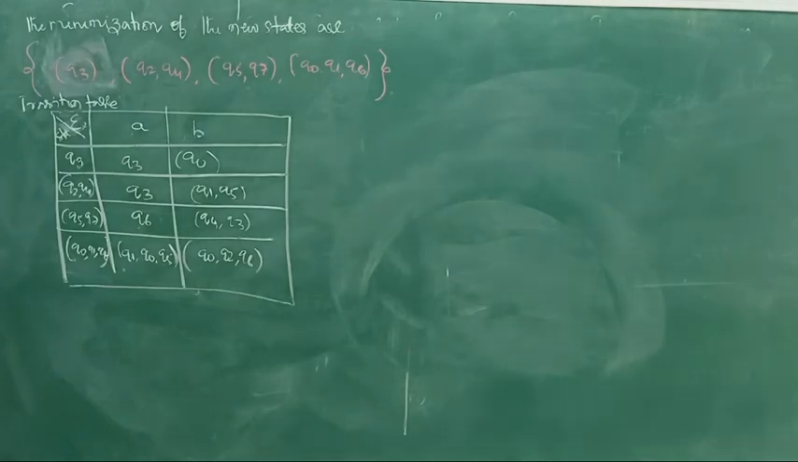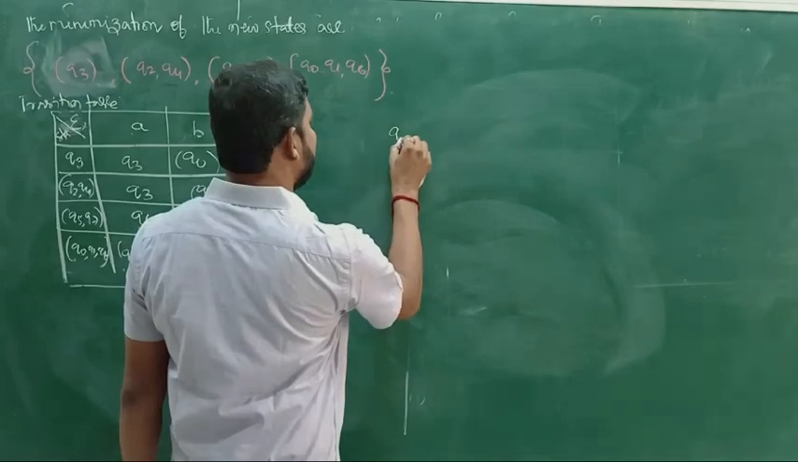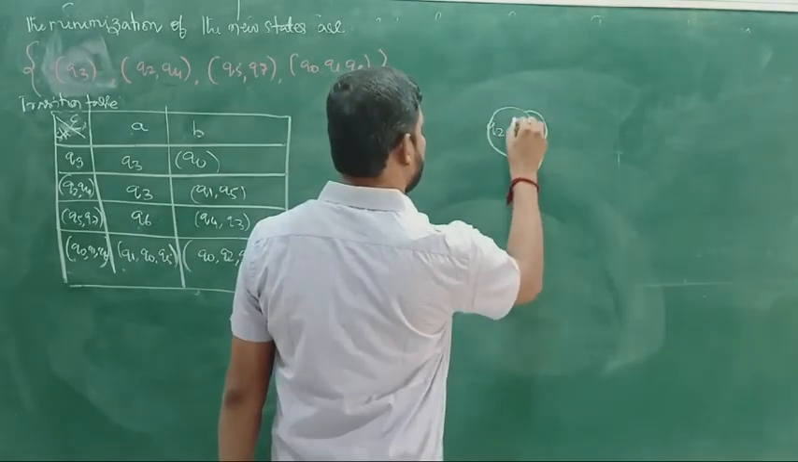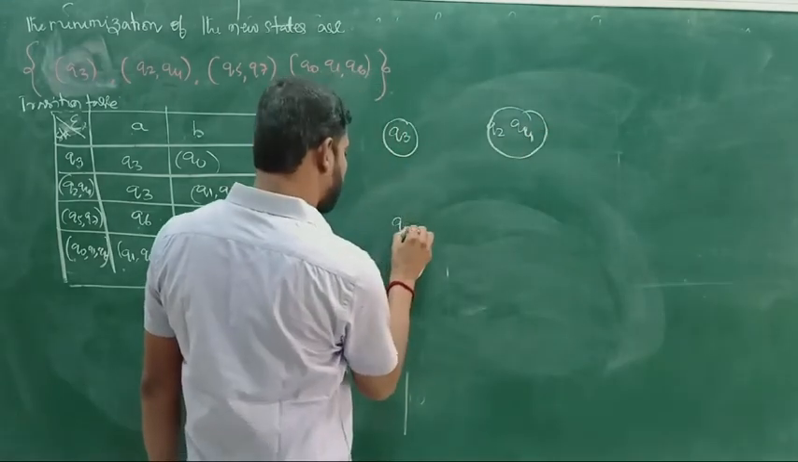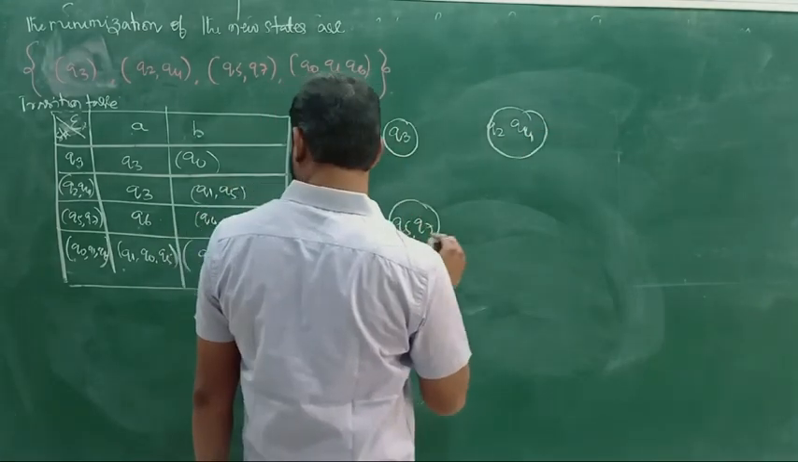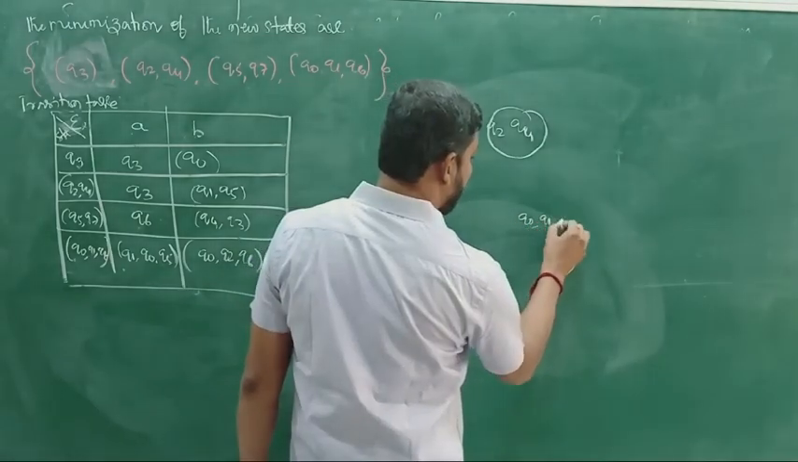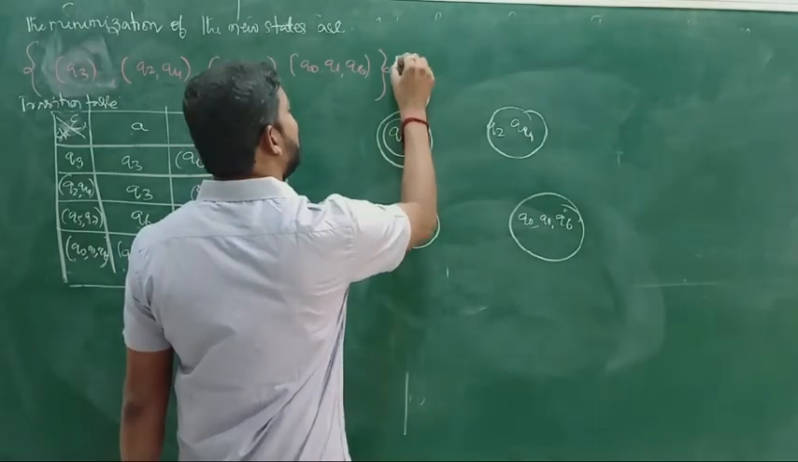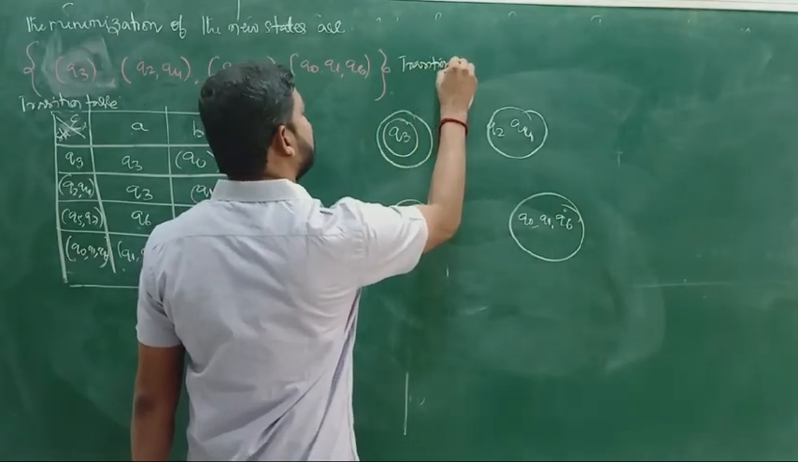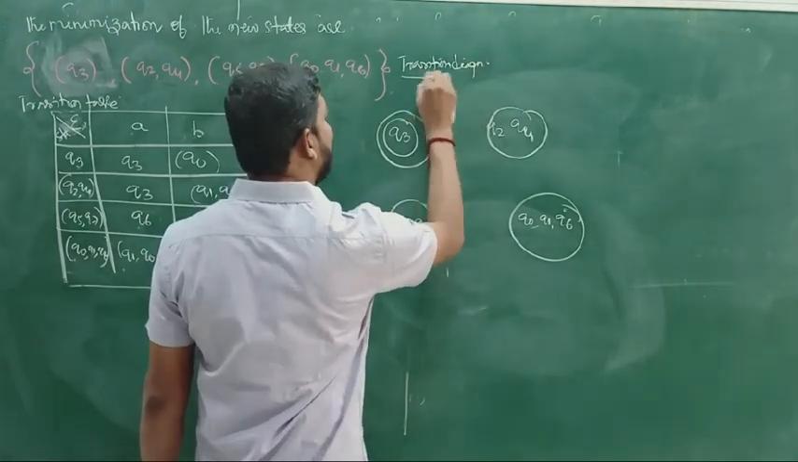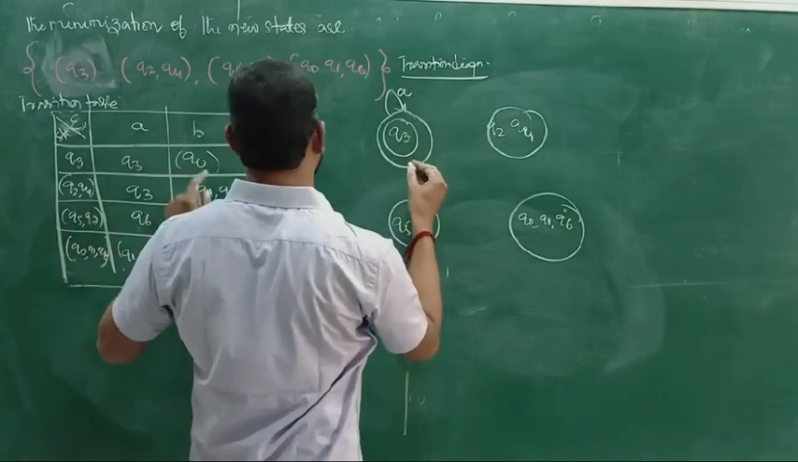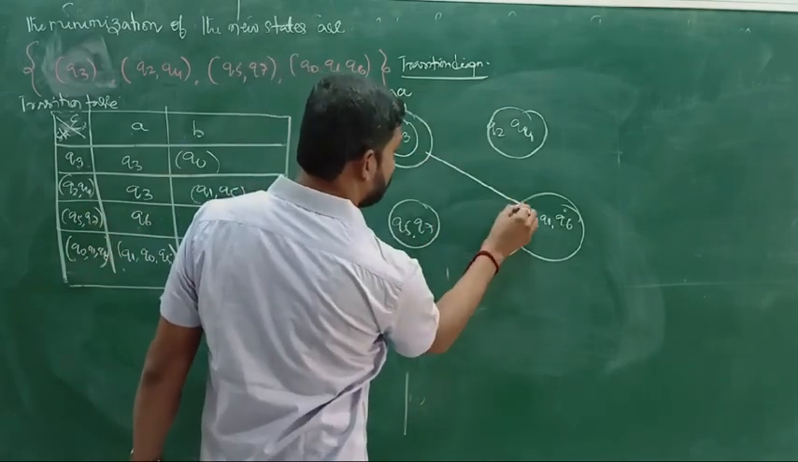Now we can draw the transition diagram also. The minimization of the transition diagram: Q3, next Q2 Q4, next Q5 Q7, and Q0 Q1 and Q6. This is the transition diagram and this is the final state. Now we can draw the transitions. Q3 of A is a self loop on Q3. Next Q3 of B is Q0. So where is Q0? Here, and this is the B.